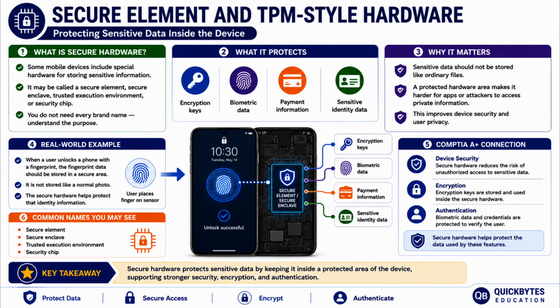For example, when you use a fingerprint to unlock a phone, the actual fingerprint data should not just be stored like a normal photo. Instead, it is protected in a secure area of the device. This helps prevent attackers or apps from easily accessing sensitive identity information. For CompTIA A+, connect this idea to device security, encryption, and authentication.